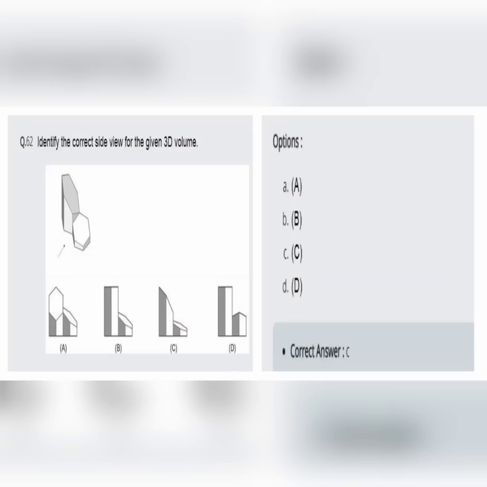Now coming to the next question, it is from the orthographic projection section, and we have to identify the correct side view for the given 3D volume. Here we have an arrow, and along this direction we can see gray color, then white color, gray color, white color. Here we have a slope, and here also there is a slope. These slopes are not seen in options A, B, and D, but it is clearly seen in option C, along with the alternating colors, gray and white. So option C will be the right answer.